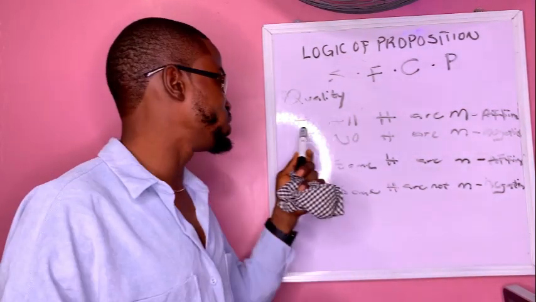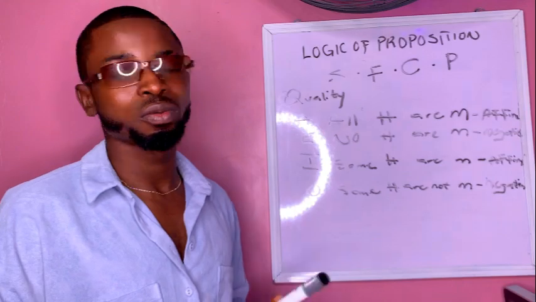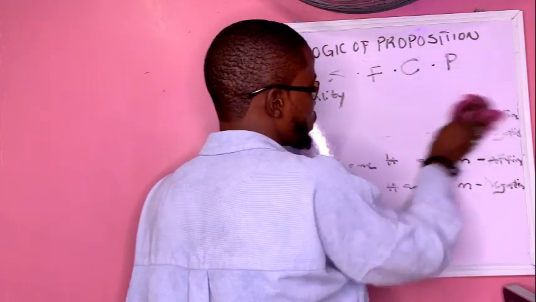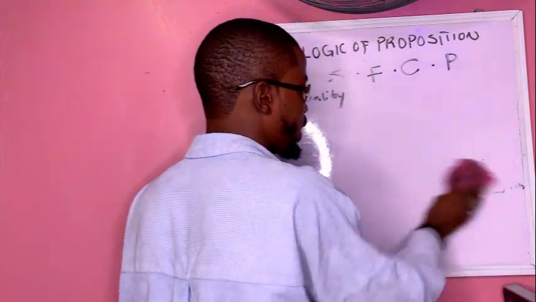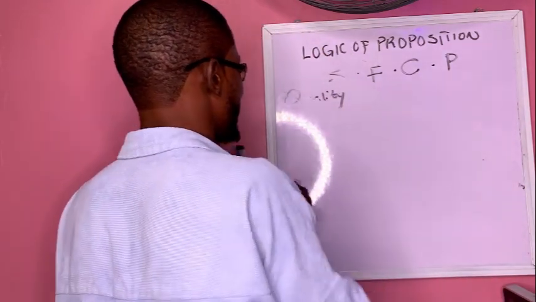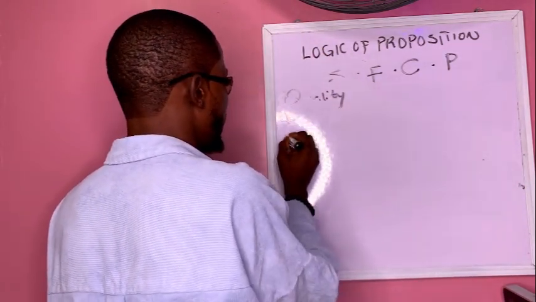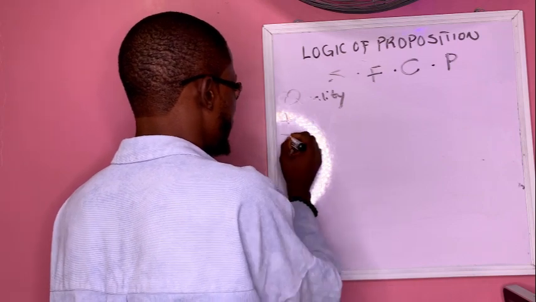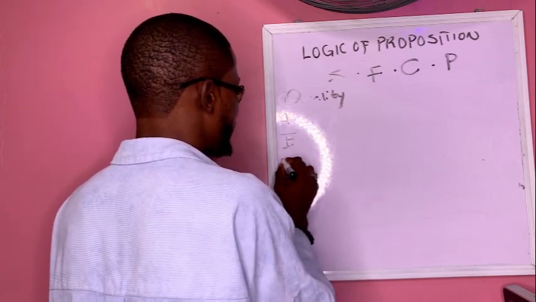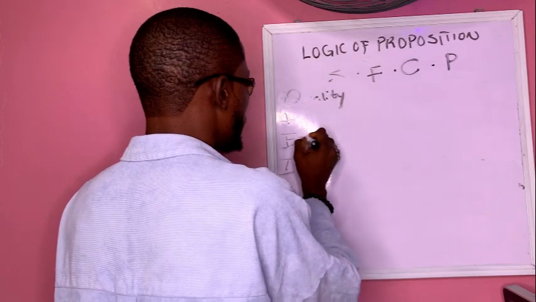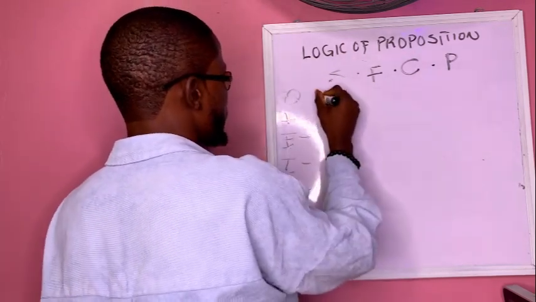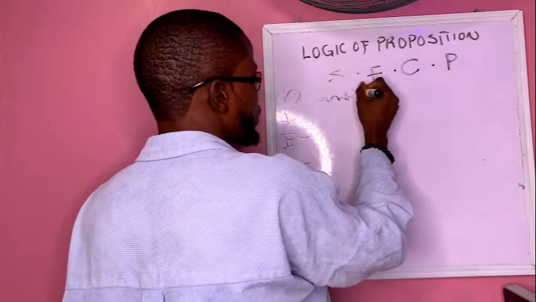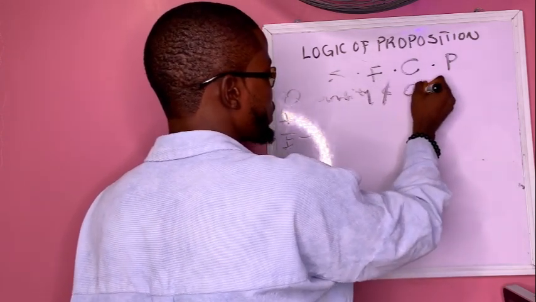So before we go to the last one, which is distribution, let me quickly use quality and quantity to show us how they name these A, E, I, O propositions. Having in mind our knowledge of quantity and quality, we see the reason why A, E, I, O have their own different names.